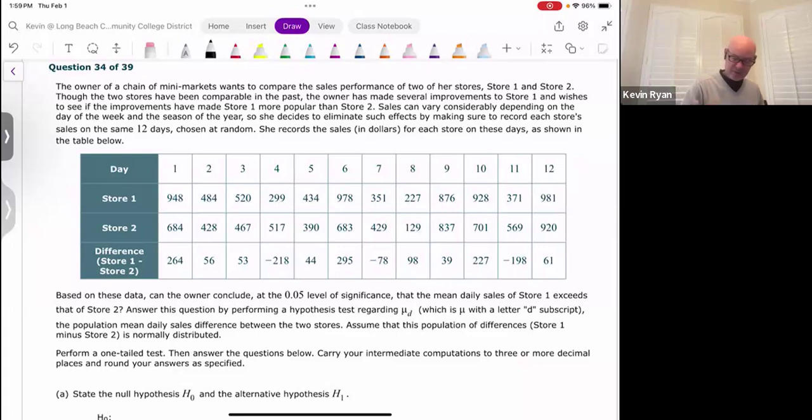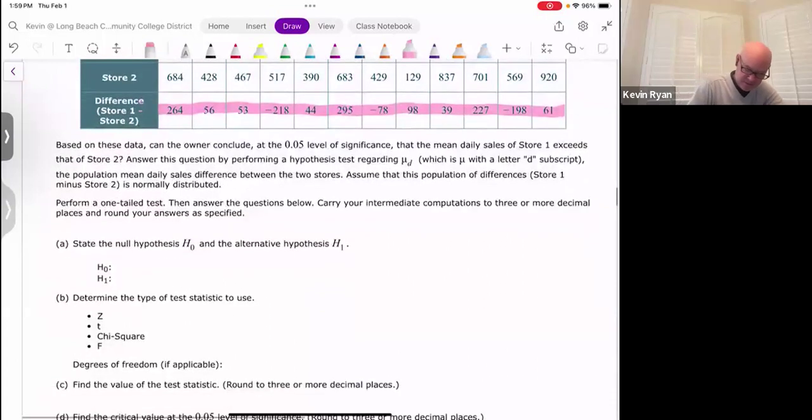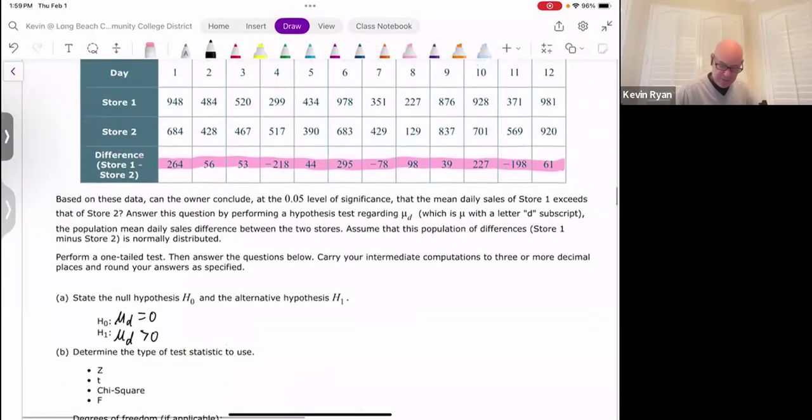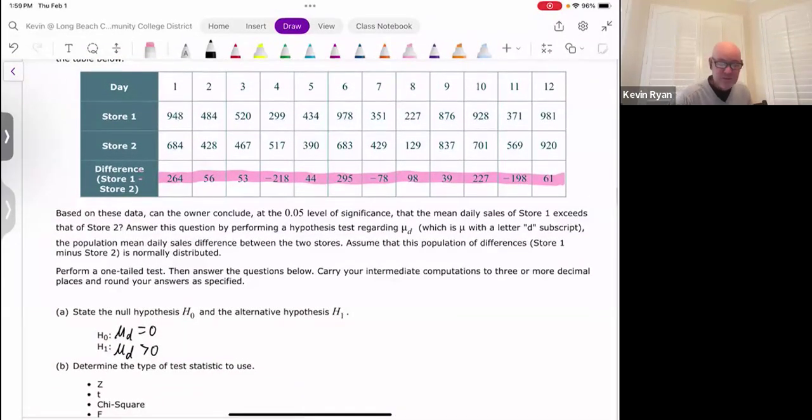And once again, I want to make it really clear that we are interested only in their differences. Based on these data, can the owner conclude at the 5% significance that the mean daily sales in store 1 exceeds that of store 2? All right, so let's start here. This is going to be mu sub d equals 0, meaning there's no difference, or mu sub d is bigger than 0. And how I'm getting bigger than 0 is because if store 1 is bringing in more than store 2, then when I subtract them, that difference should be positive if it's more.